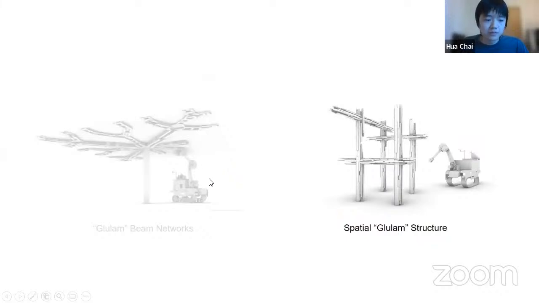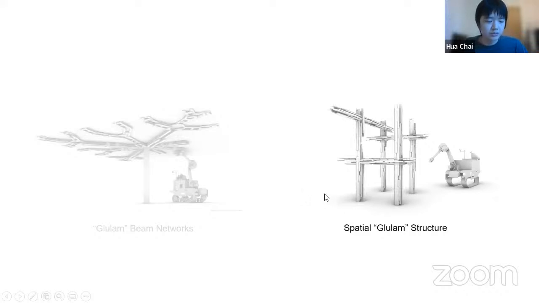So another system is the glue-line beam network, the first system we developed with the mobile platform. On the basis of this system, we want to go one step further and extend the planar beam network into a spatial glue-line beam network.